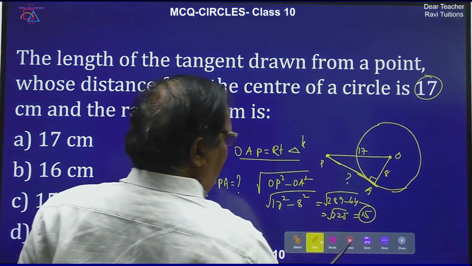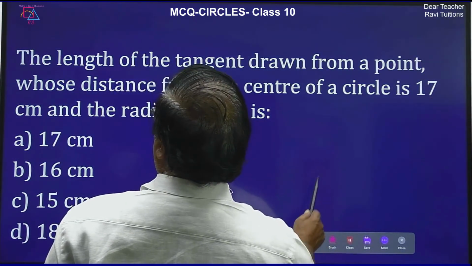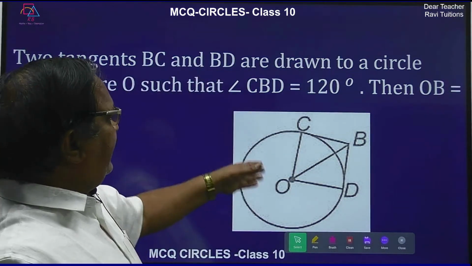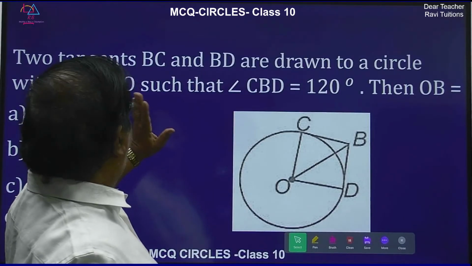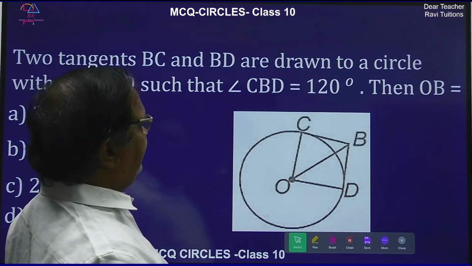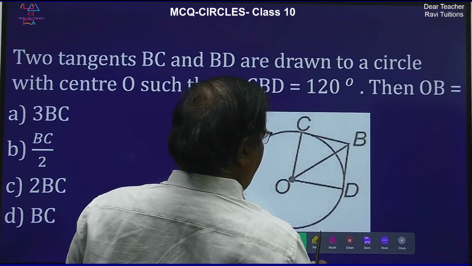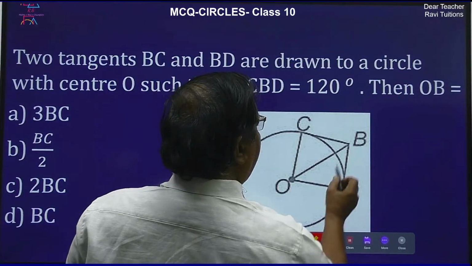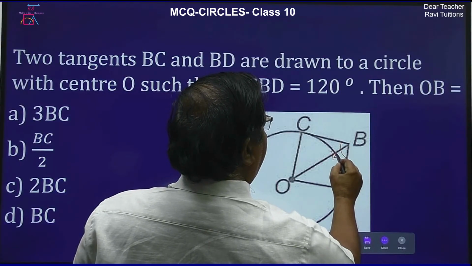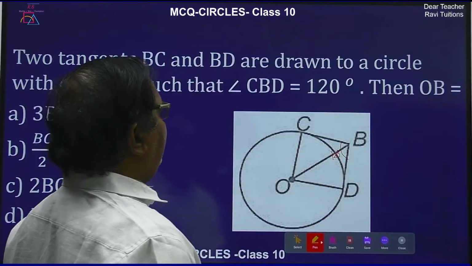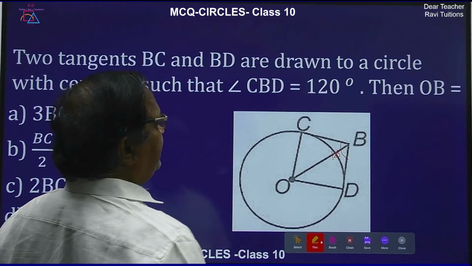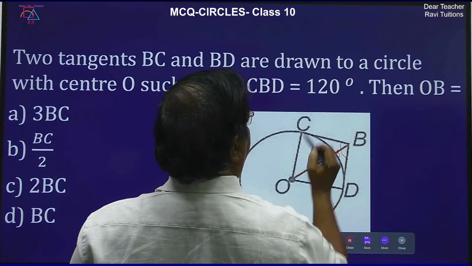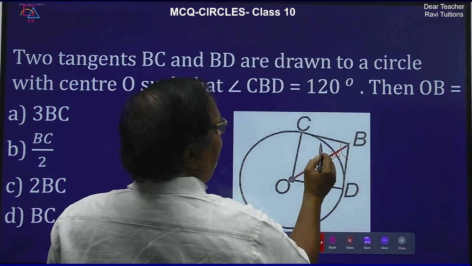Okay. So now let us go to another question. Two tangents BC and BD are drawn to a circle with center O, angle CBD is 120 degrees. Then you have to find out OB, that means OB in terms of BC. So let us understand.